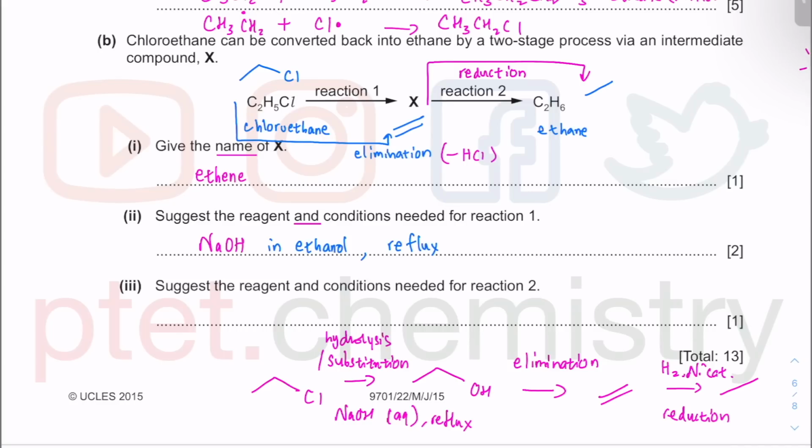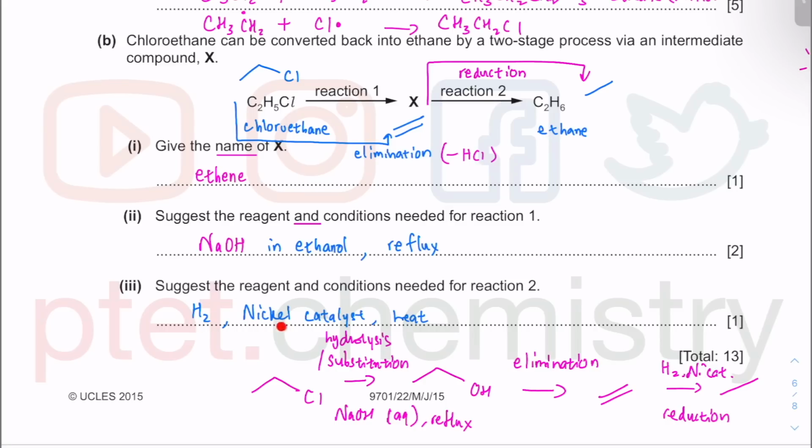So here the NaOH in ethanol, and you also have to reflux it as well. So now suggest the reagent and conditions needed for this reduction. So we need the H2 as your reactant. Let me write that better. And you also need the nickel catalyst. And you do these at not reflux, because these are gaseous reactions. This is a solid catalyst in a different phase from this gaseous reactant.